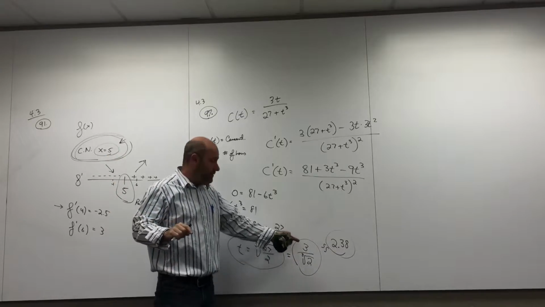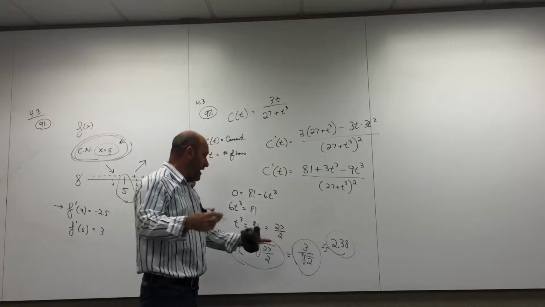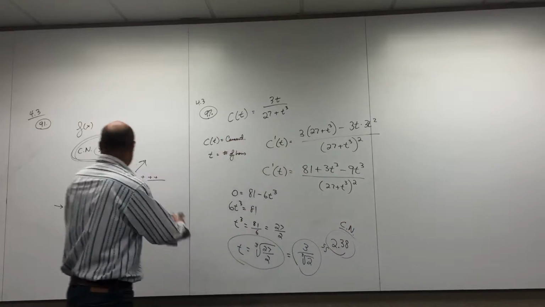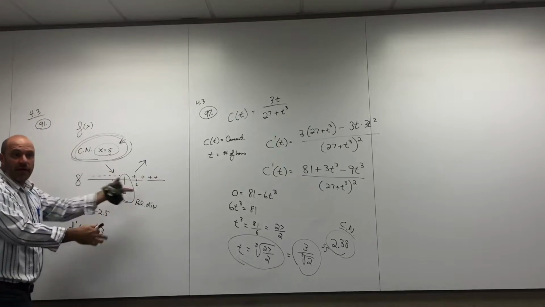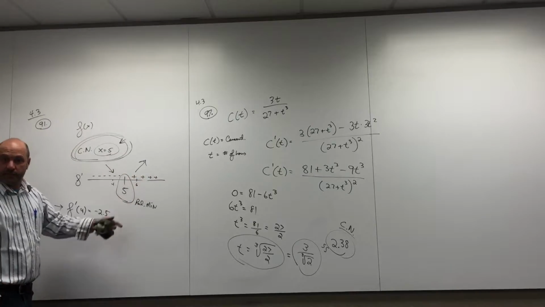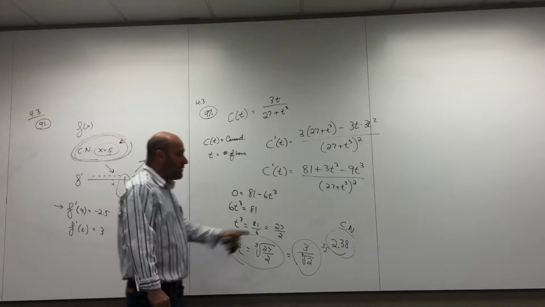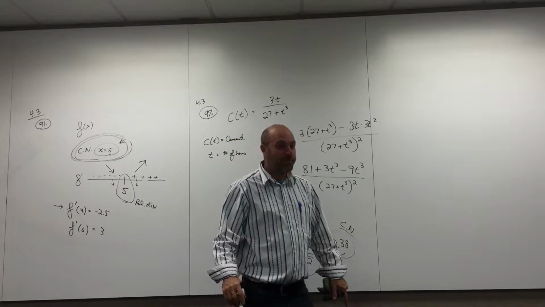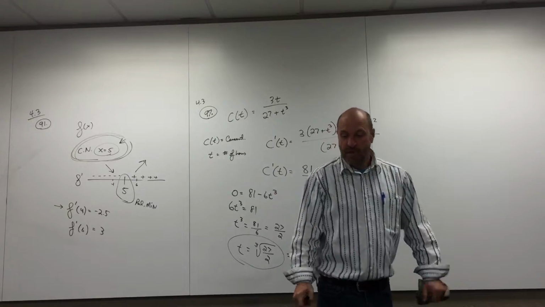How would I prove it to you? Right now he's a critical number. How do you prove he's a min or a max? Well, you do a first derivative test, right? I don't think I will. I bet that's a max. I think I'll just skip that test. I want to keep going.